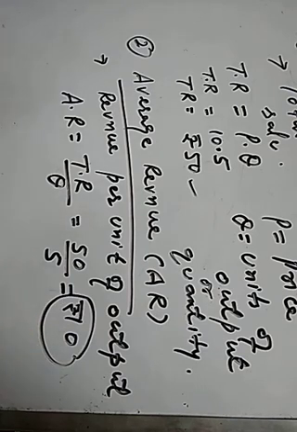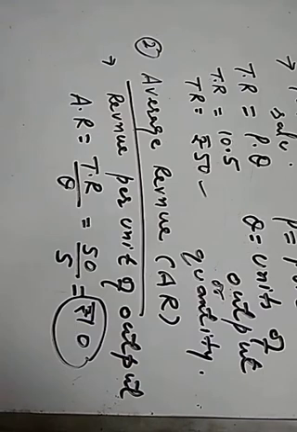This is how we get average revenue of any sale of commodity or service. Simply, you have to remember that average revenue is obtained with the help of this formula: we have to take the value of total revenue, and that value is divided by the units of output.